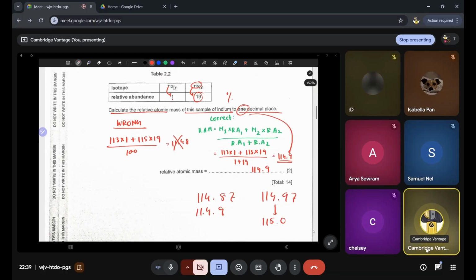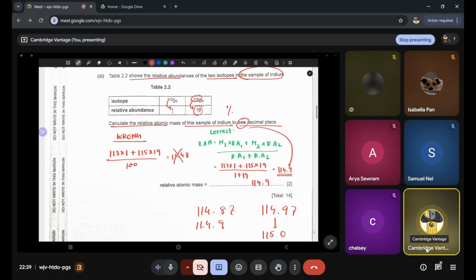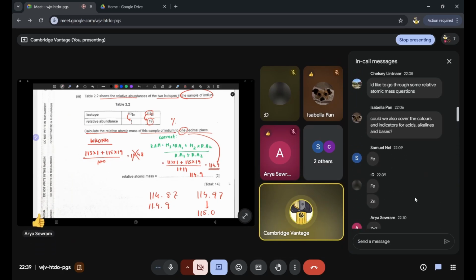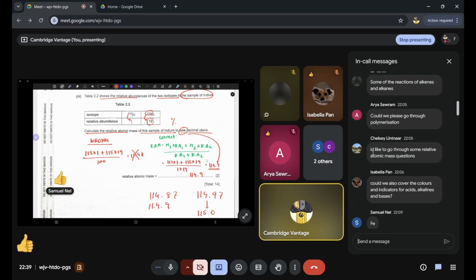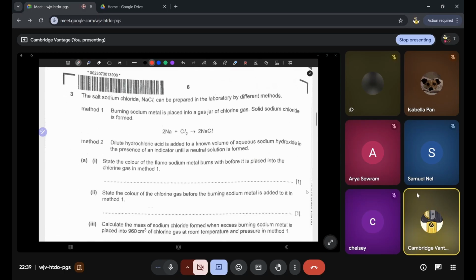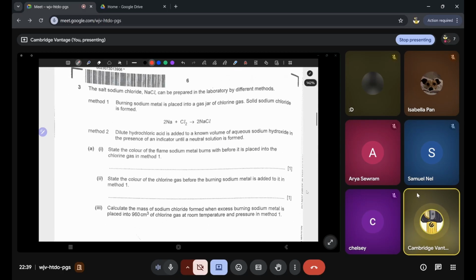So, are relative atomic mass calculations clear for students? I think someone asked a question about this. I hope it is clear now. If you do have any other questions related to relative atomic mass, feel free to ask me. If not, just give a thumbs up and we move to the next part. And Chelsea, you were the one who asked the question, I think. Okay, all right, let's move on to number 3.